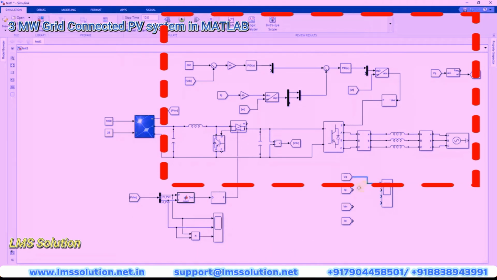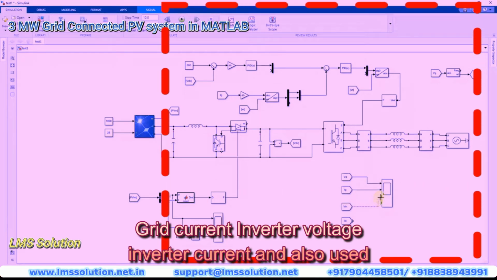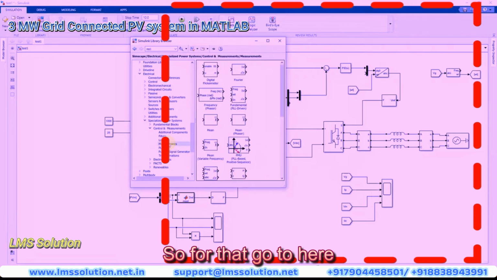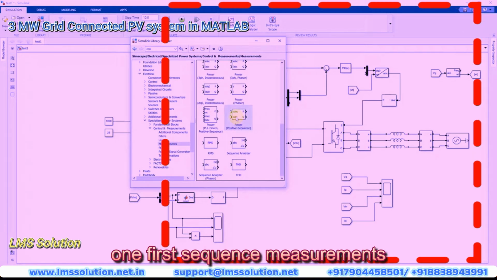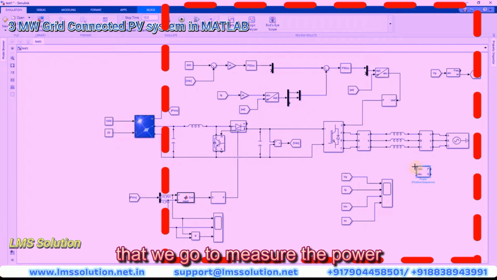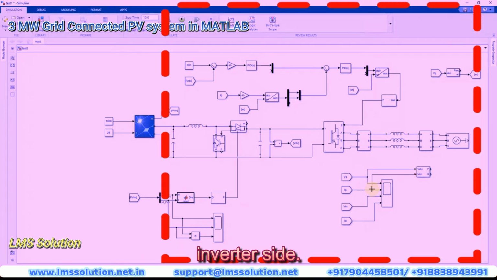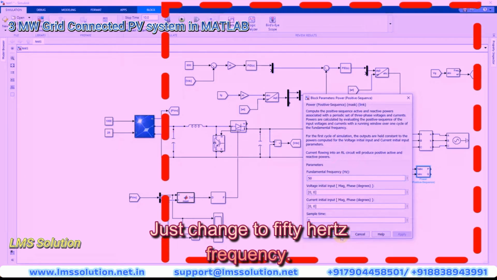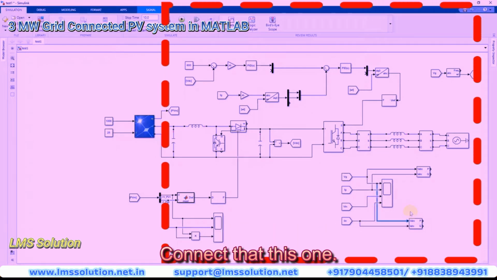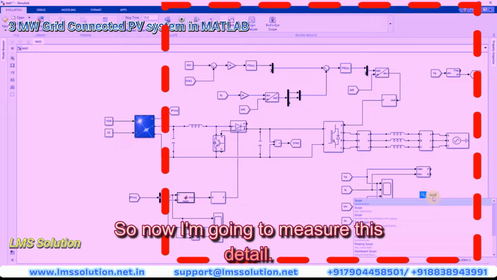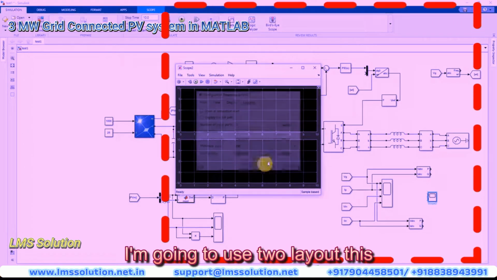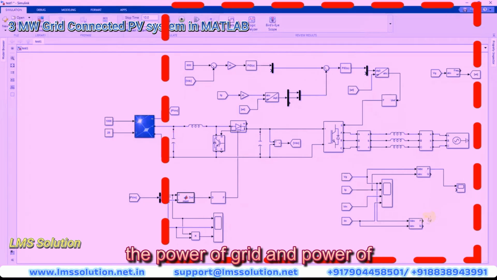Voltage, grid current, inverter voltage, inverter current, and also you have to measure power. Further go to measurements, and then take this one, fast sequence measurements. That means you have to measure the power in the grid side as well as inverter side. Just change to 50 Hertz frequency. Here you have to measure inverter power. Right? Here connect this one. Okay. So now I'm going to measure this detail. I'm going to measure only real power of inverter side and grid side. I'm going to use 2 layout. That means power of grid and power of inverter.